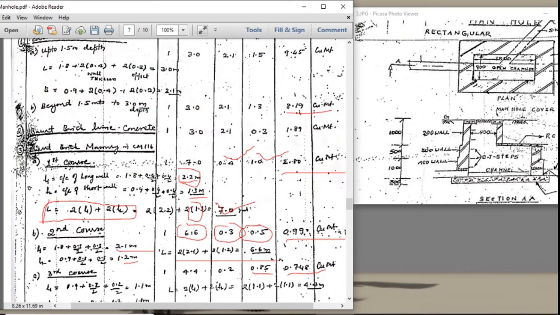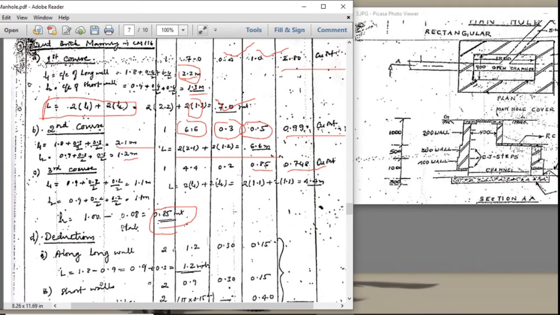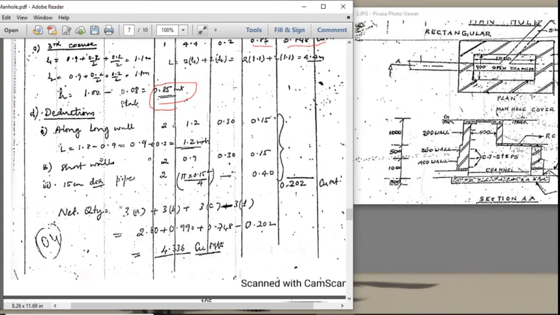So this was the total of first course, second course and third course brick work. Now deduction we have to calculate.